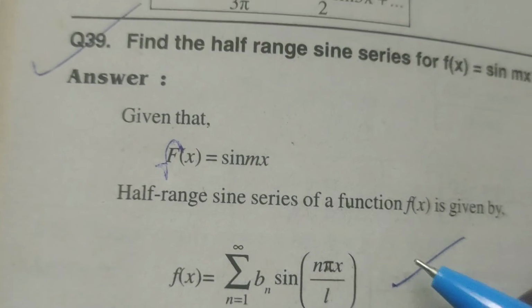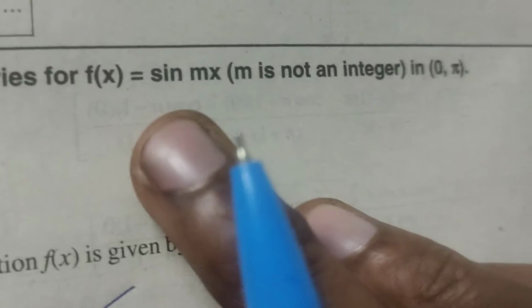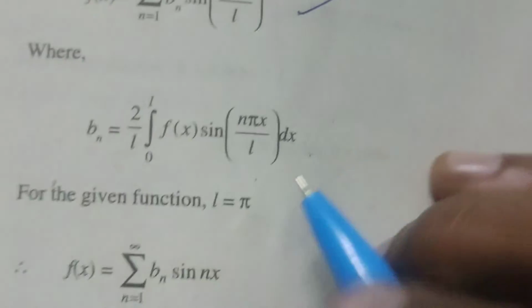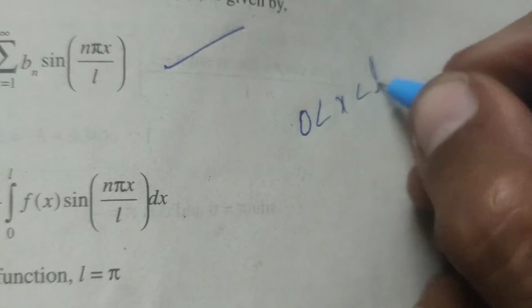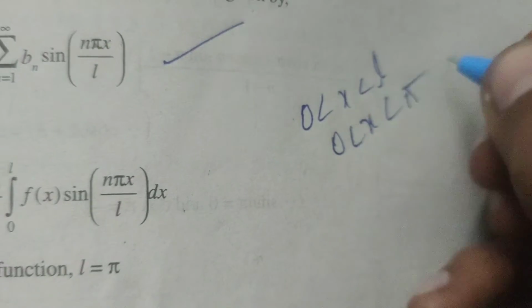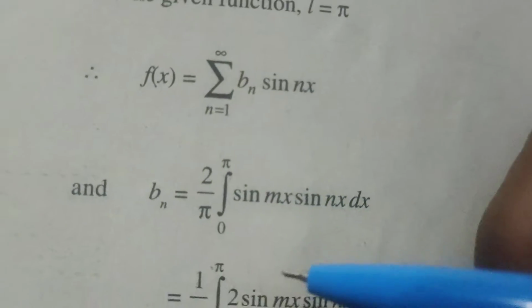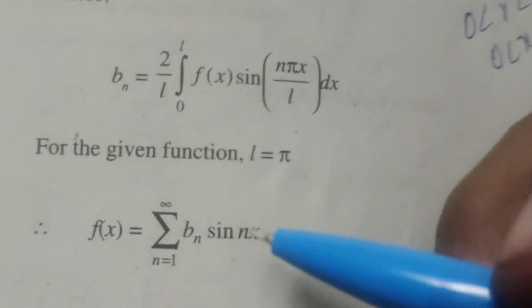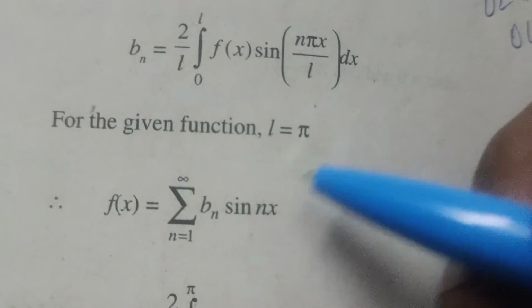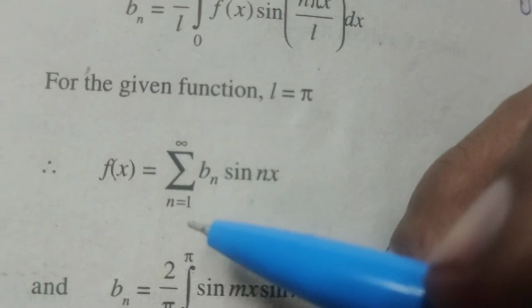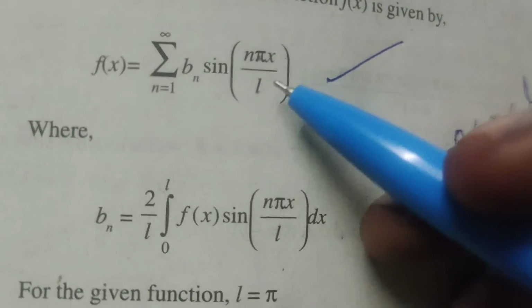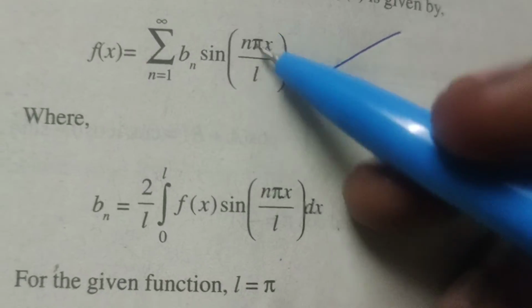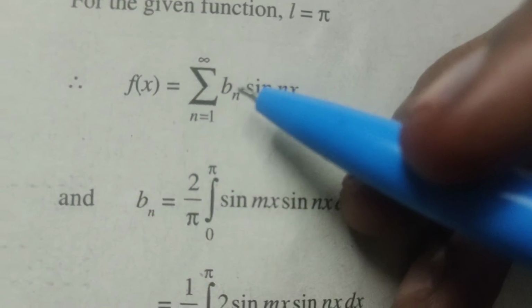What is the interval? The given interval is 0 to pi. Therefore 0 less than x less than L, so 0 less than x less than pi. Here L means pi. Therefore f of x equals sigma n equals 1 to infinity bn sine nx, since pi gets cancelled. Therefore we get sine nx. Here we only need to find the constant bn.